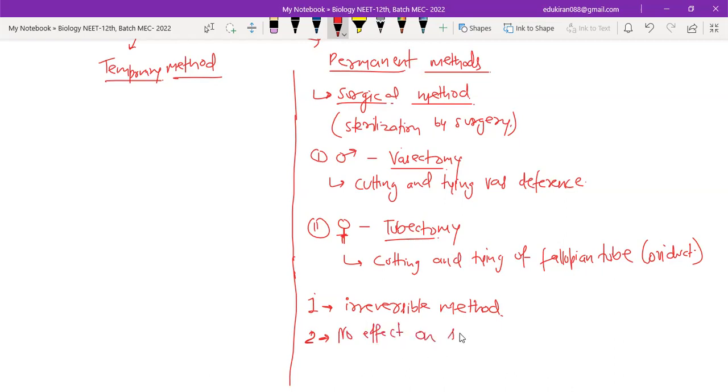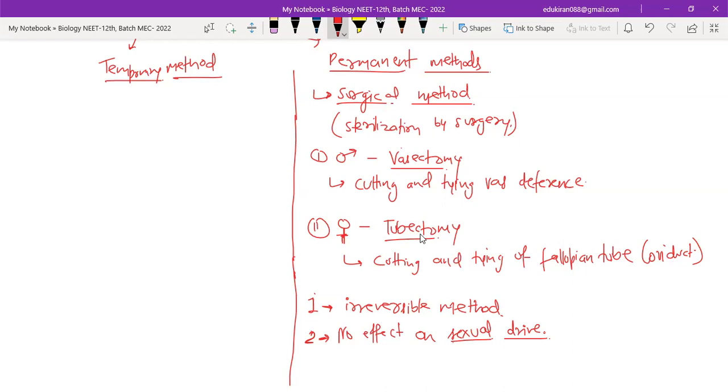No effect on sexual drive, because what is important for sexual drive? Is it the sperm or the ovum? It is the hormones, right? Yes. Testosterone, estrogen, progesterone, right? In males and females. And do hormones also get transferred through vas deferens or fallopian tube? No. They travel through blood, right? The blood vessels. And we are not cutting blood vessels here.